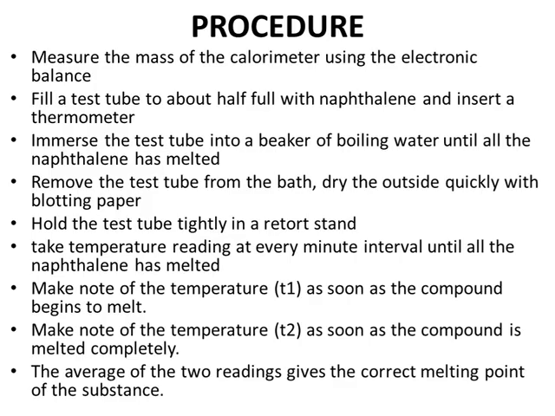After holding it, you take temperature readings at every minute interval. You are trying to check it every minute until all the naphthalene has melted. Make note of the temperature T1 as soon as the compound begins to melt. Make note of the temperature T2 as soon as the compound is melted completely. You have seen that those two temperatures are different. The first one is taken when it started melting, and the second one when it has melted completely. So the average of the two readings gives the correct melting point of the substance.